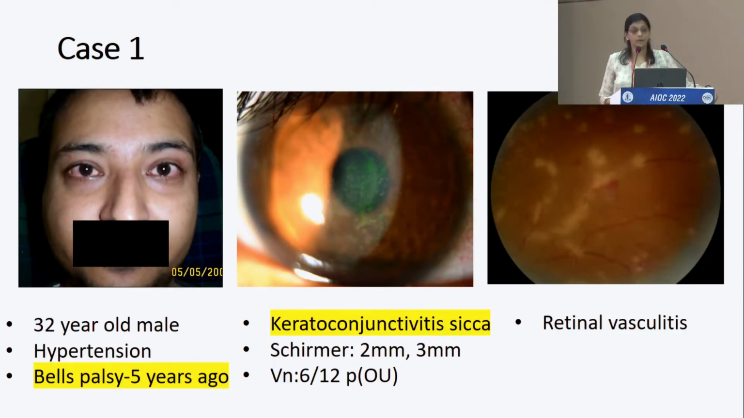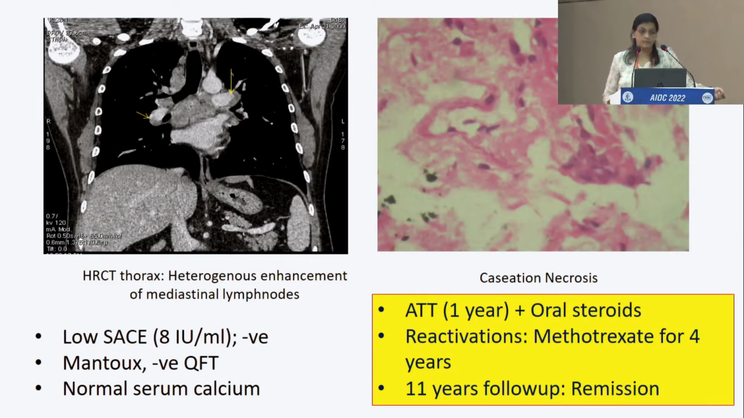And these are very challenging. So I'll just share a few cases with you. This is my first case. A young male with a history of Bell's palsy, and if you see his eye, he had keratoconjunctivitis sicca. And he had this candle wax dripping type of retinal vasculitis. However, the HRCT showed heterogeneous enhancement, which was biopsied, and biopsy showed caseation necrosis.